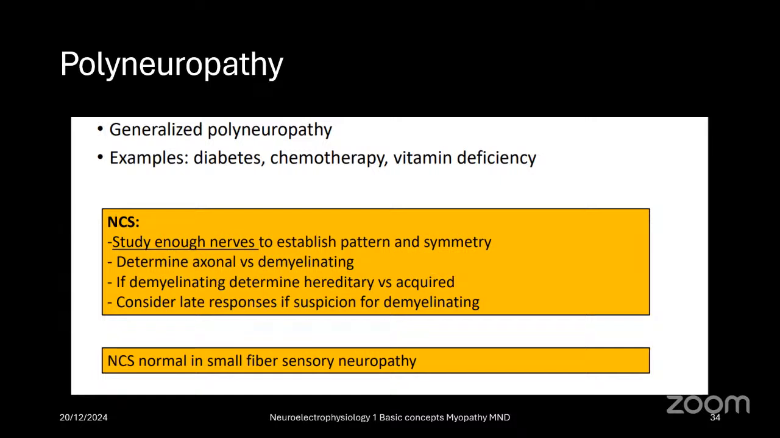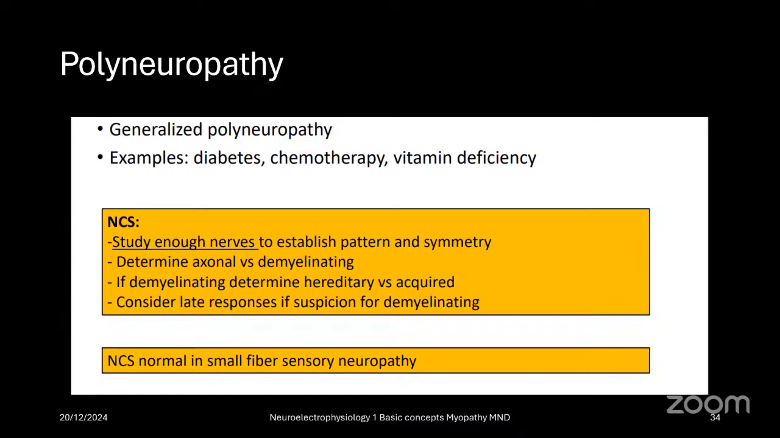If demyelinating, determine the hereditary versus acquired, and we have just read about the differences, where uniform slowing is suggestive of hereditary. Late responses also, you have to consider the late responses, F wave, H reflex. All these are late responses. Usually in demyelinating neuropathies, the F wave latency is prolonged.